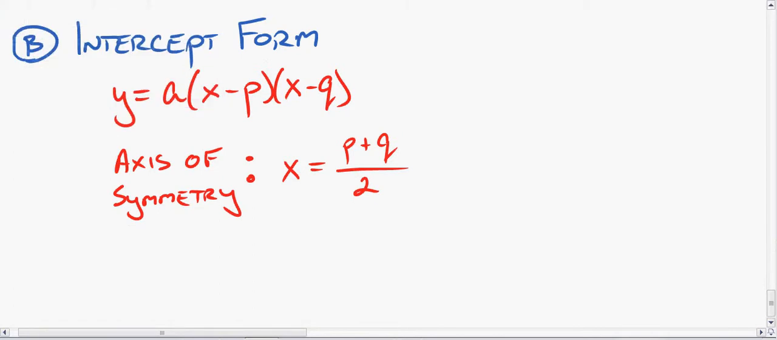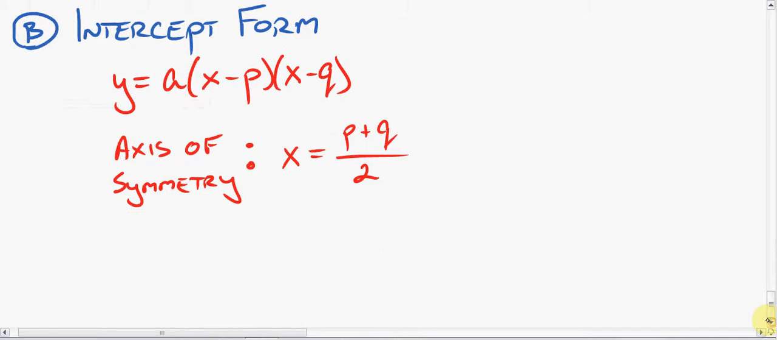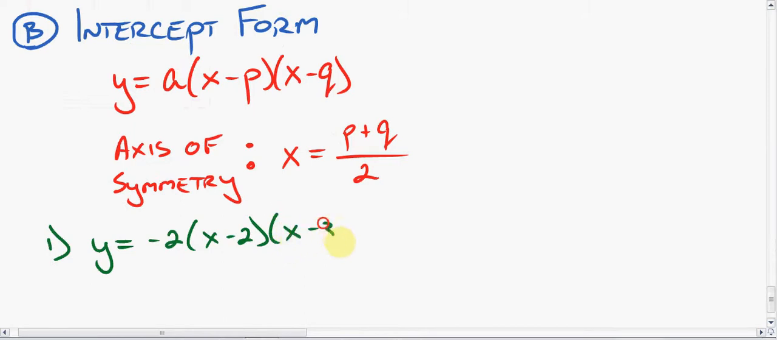Alright, so we've got, scroll down a little bit, y equals -2 times the quantity x minus 2 times the quantity x minus 3. First thing we want to do, analyze that a value. Is that positive or negative? Alright, we have a negative a value. So what does that tell us?